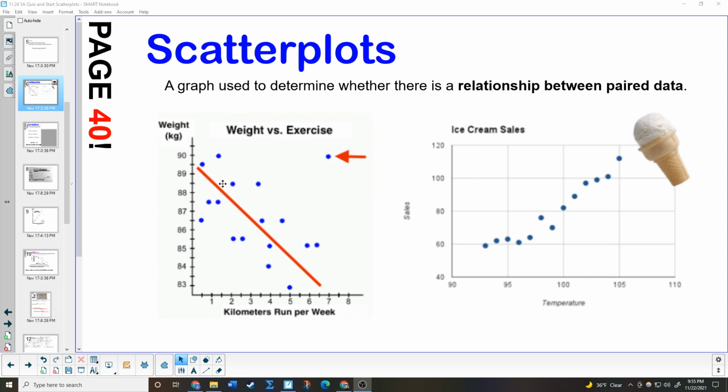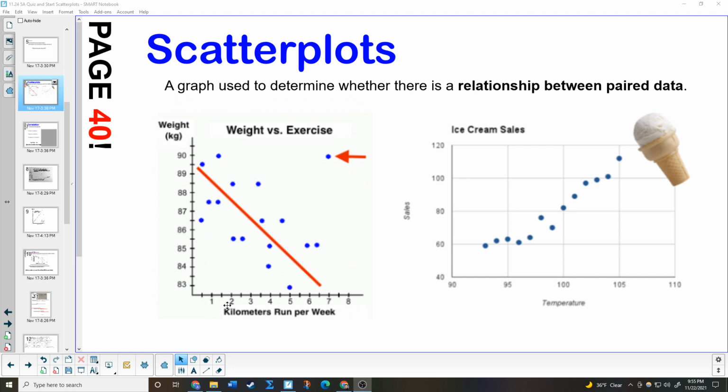Let's take a look at this one. Right here, it looks like the more kilometers that a person runs, likely per week, likely their weight is lower, right? Obviously, these are not always the case. So you can see here, it looks like, for the most part, like I said, the more you run, the lighter people tend to be.